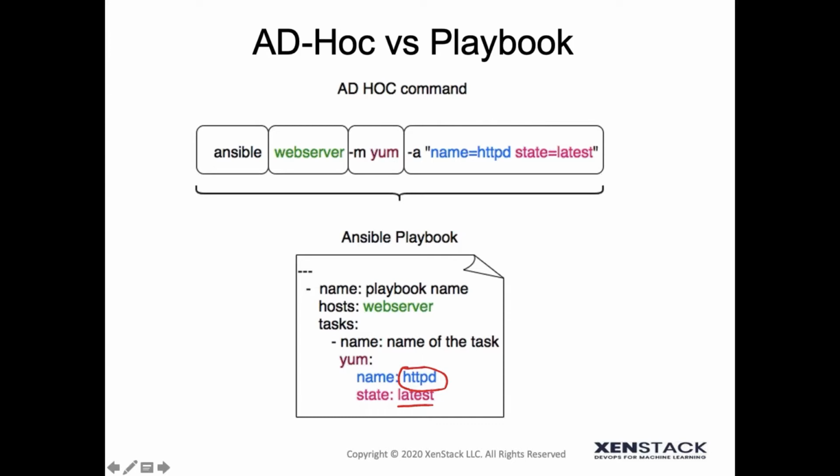At the same time, ad hoc is capable of running only one task. On the other hand, a playbook has the capability of storing multiple tasks here.